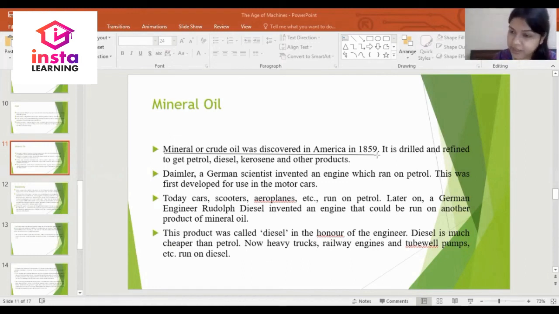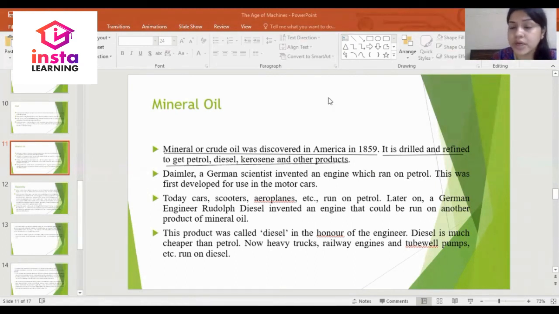And the second important question is: where was the first mineral oil discovered? So the answer is, in America the first mineral oil was discovered. It is drilled and refined to get petrol, diesel, kerosene and other products. So let's understand more about it.